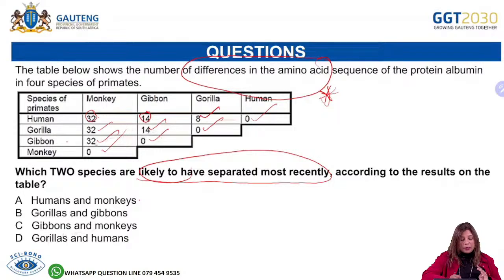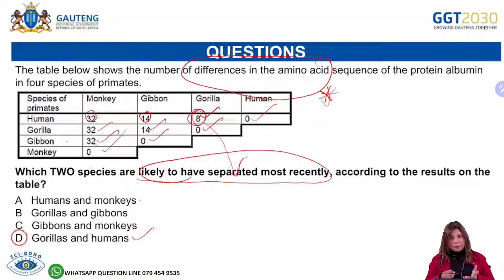Let's look at gorillas and humans. There's humans and there's gorillas. It's only 8 differences. I would go for D, because there's the least amount of differences. But let's see what the examiner says. D. Okay, so even if they were recently separated, we know that they are closely related.